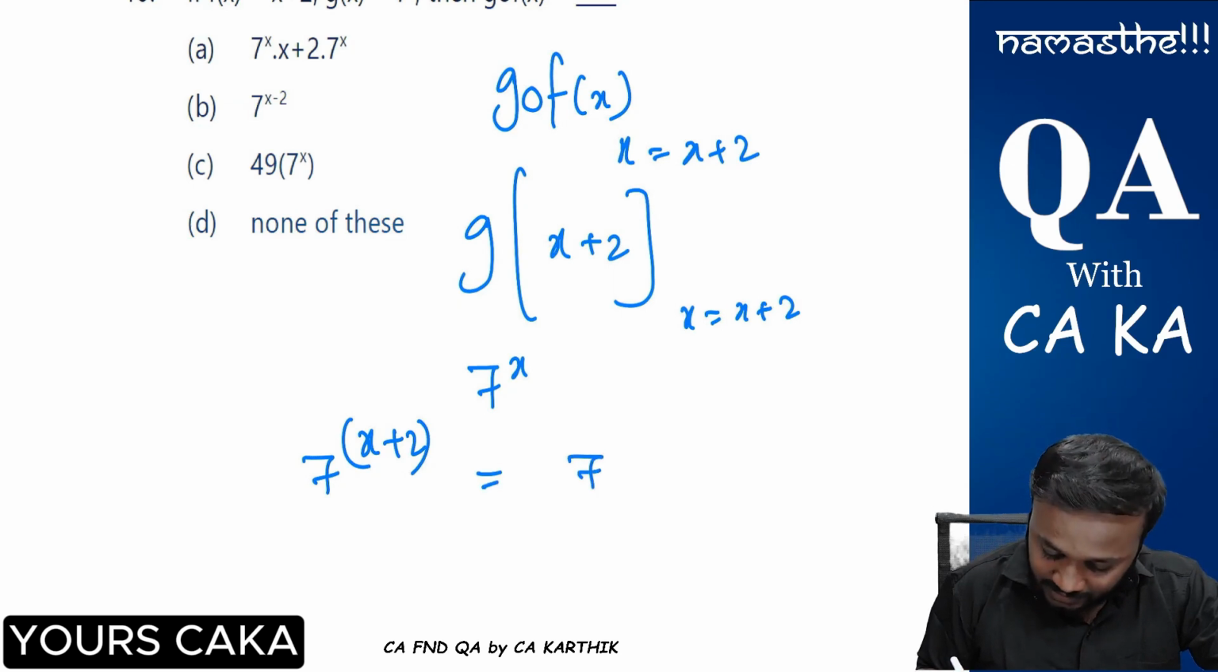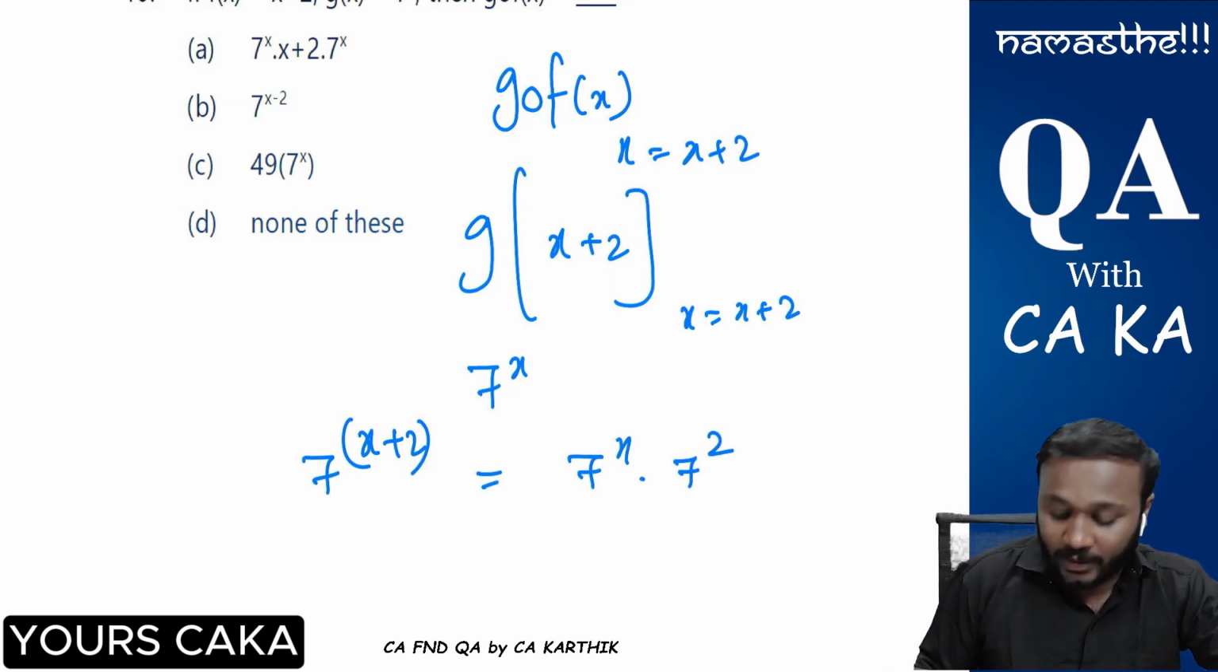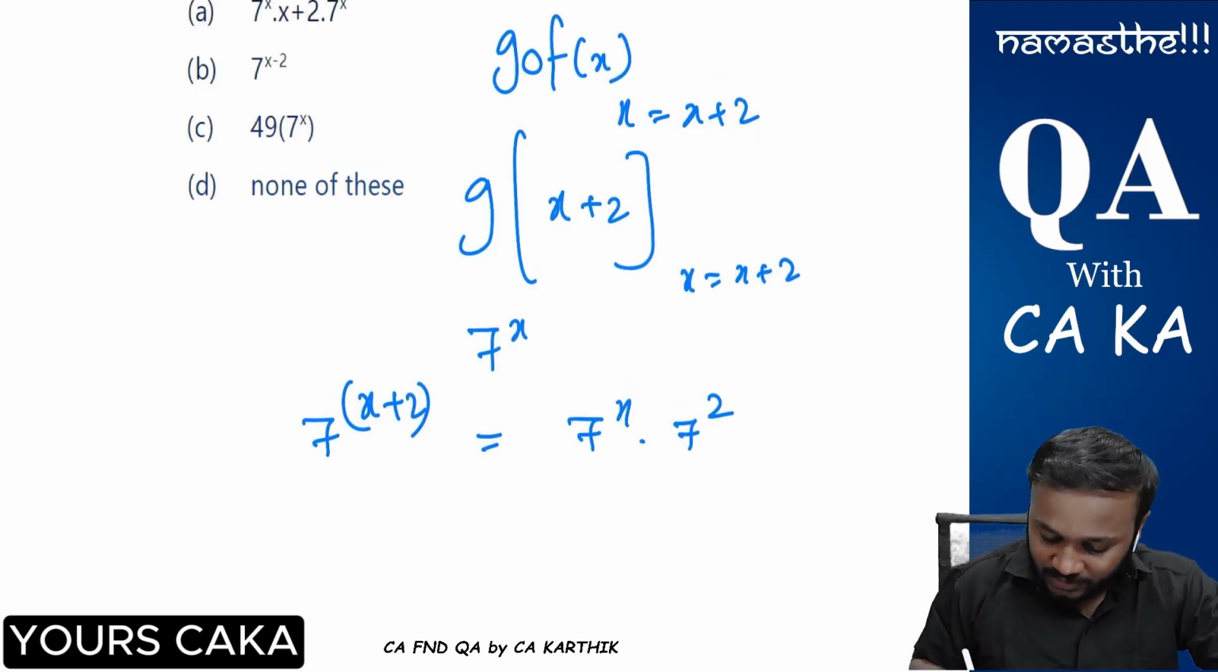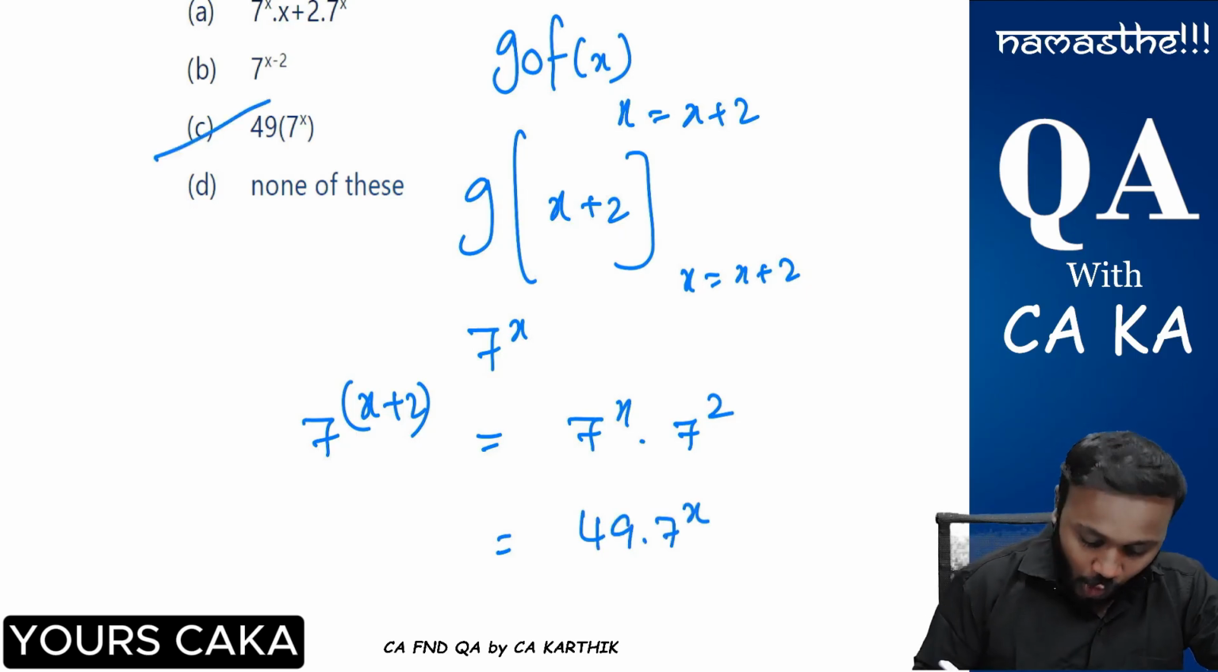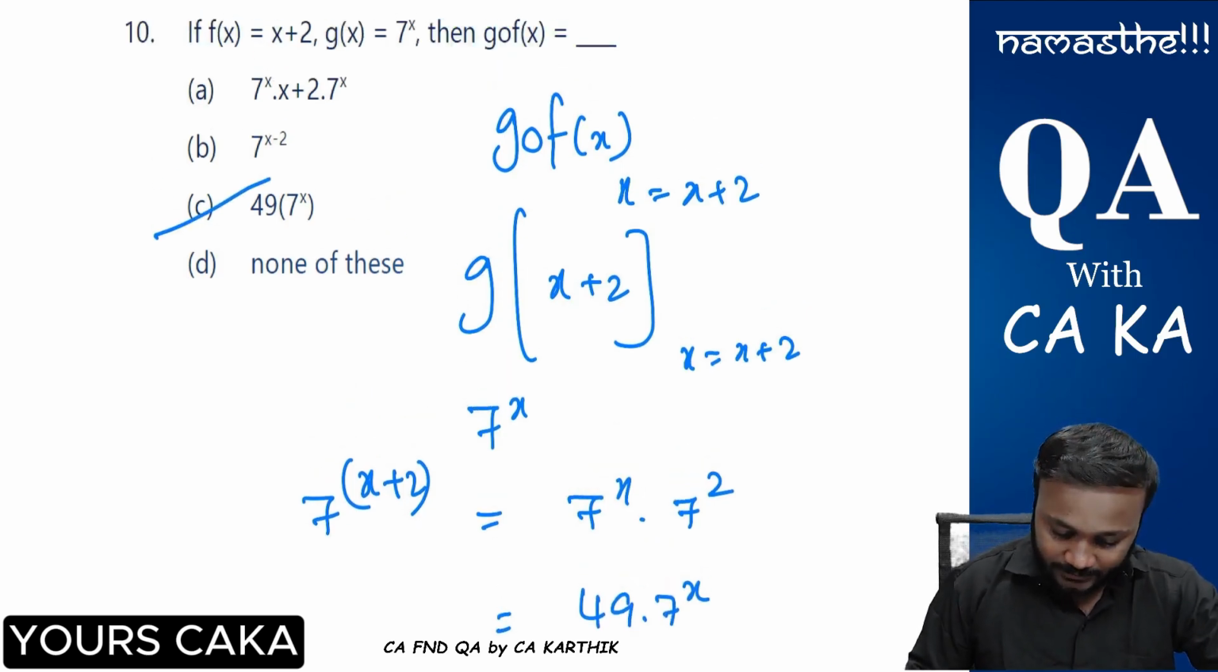This can be written as 7 power x into 7 square. When the bases are equal, the powers should be added. If you remember, from that basis I solved this. So it can be 49 into 7 power x. Option C is the right answer.